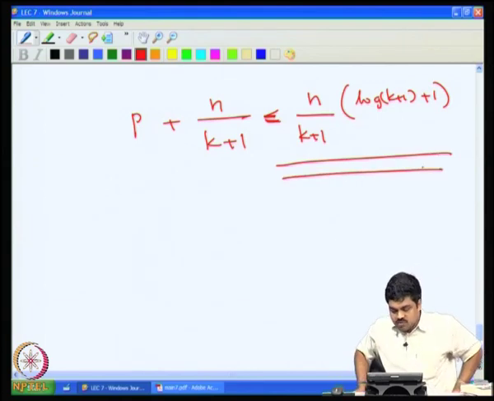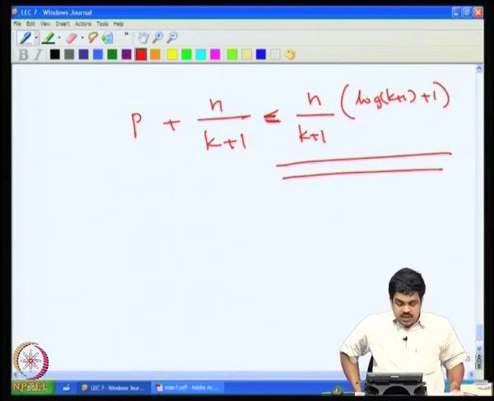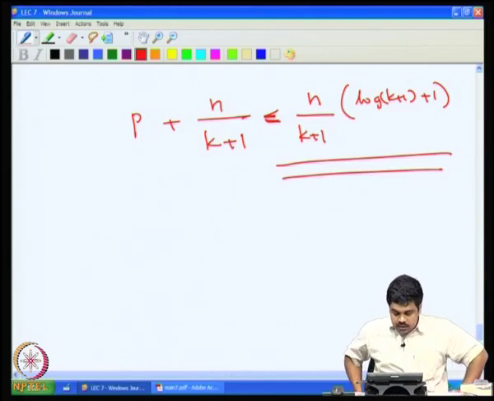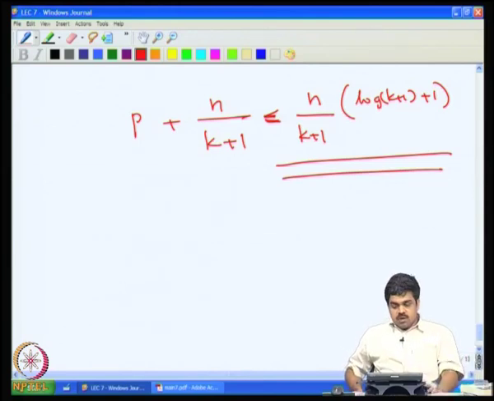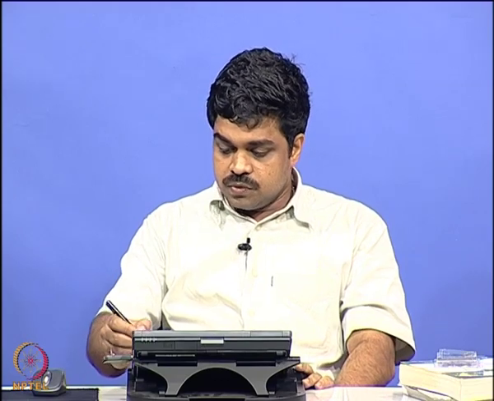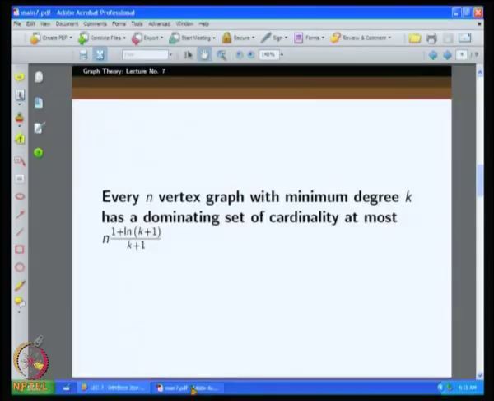This is a greedy algorithm, which produced a dominating set of cardinality this much. Therefore, this is the statement of the theorem. A dominating set of this size will exist if the minimum degree of a graph is this much.